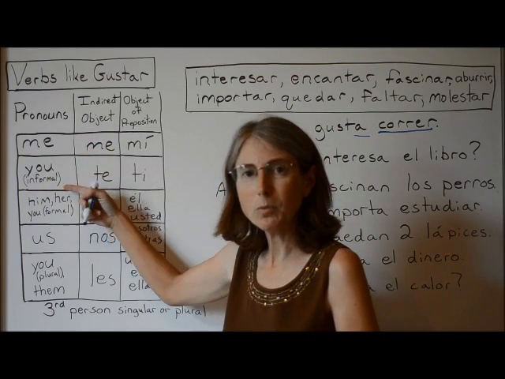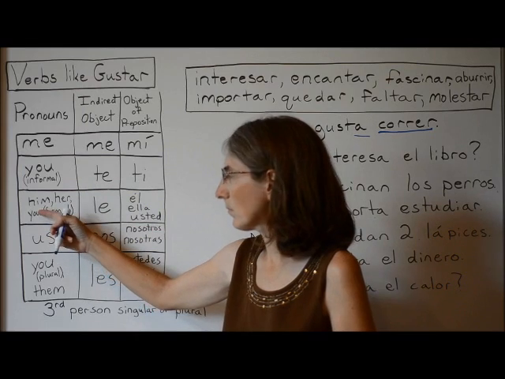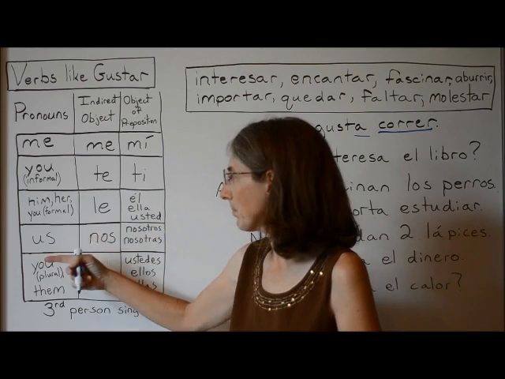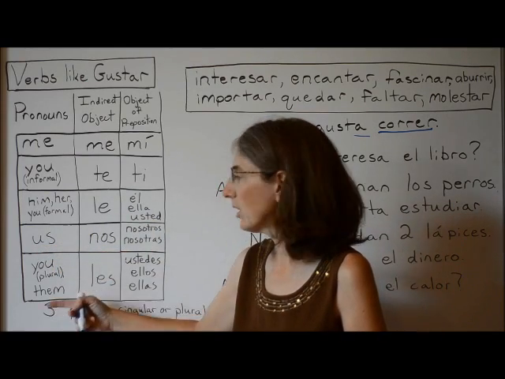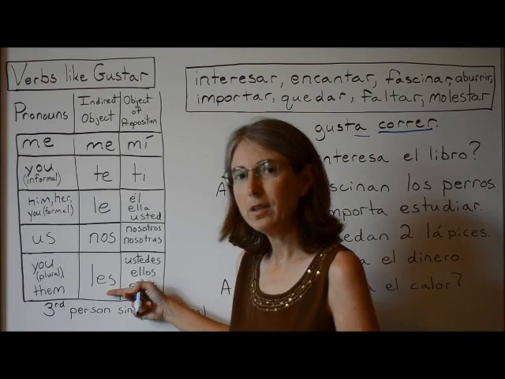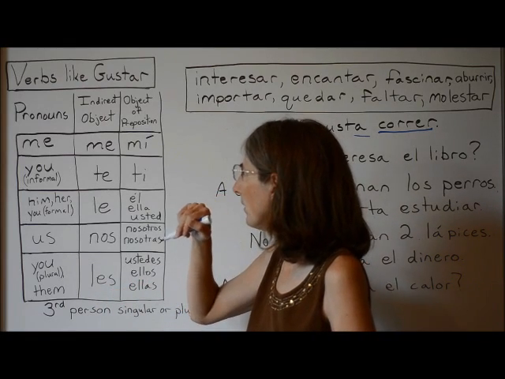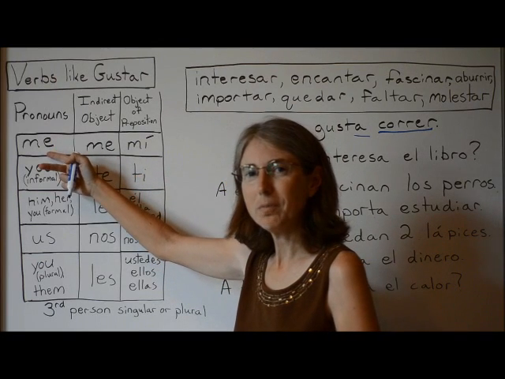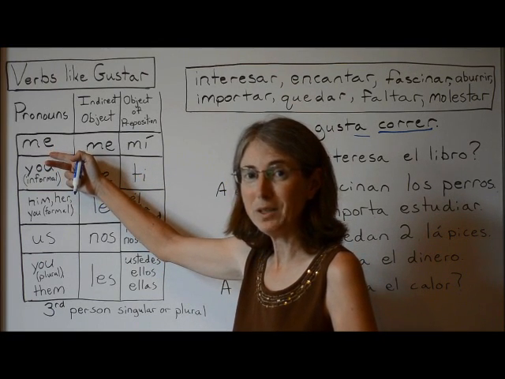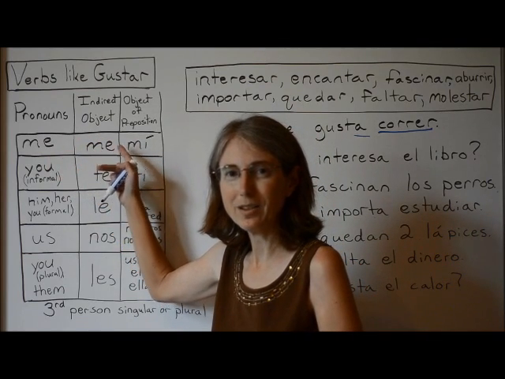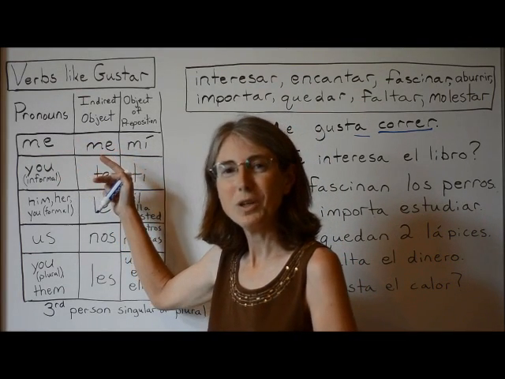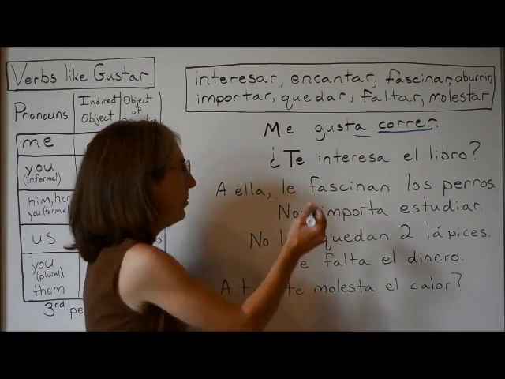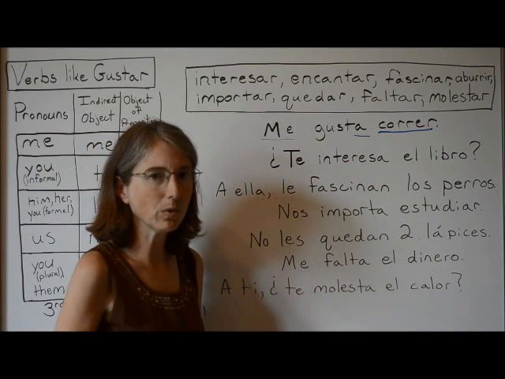And for you, informal, te. Him, her, or you, formal, le. Us, nos. You, plural, or them, is going to be les. Now, notice that this me looks the same as me, but you have to be careful because the letter E in Spanish is pronounced E, so be careful with your pronunciation there. It's really me. Me gusta correr, so it's happening to me. There's your indirect object pronoun.